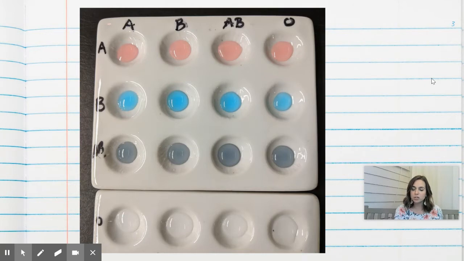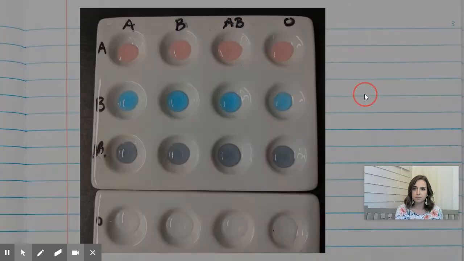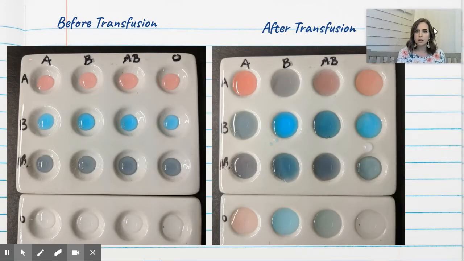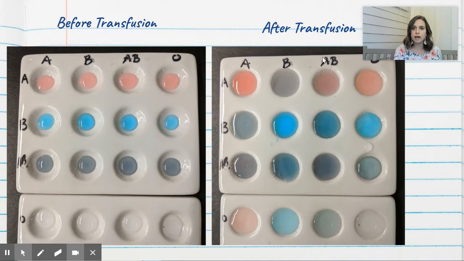But this is a picture, just because the video wasn't as clear of the pre. In fact, this picture is a little bit better. Before transfusion and after transfusion, so you can kind of compare the differences between them. The ones that stayed the same color as they were before are considered safe, and then the ones like this that have changed color are considered unsafe. The purple doesn't mix awesome at times, and so all of the ABs are considered safe.